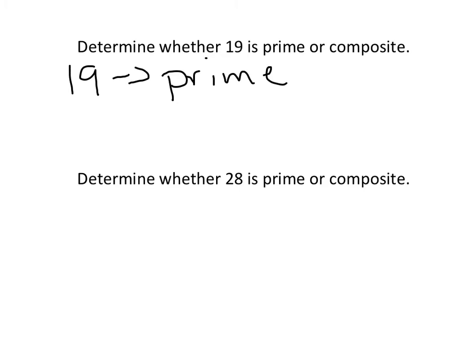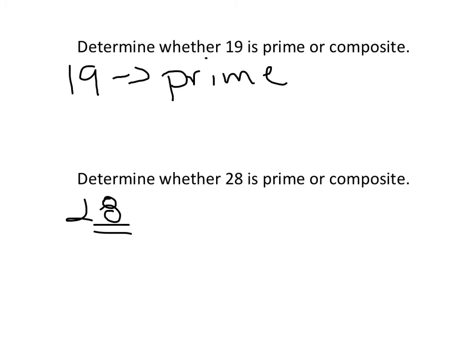Our next problem: determine whether 28 is prime or composite. Now, since we memorized that 19 was prime, is 28 prime? All we have to do is prove that there's another factor besides 1 and itself. And all we have to do is use the divisibility rules that we've learned in our past lessons.